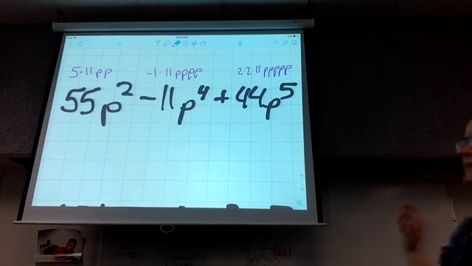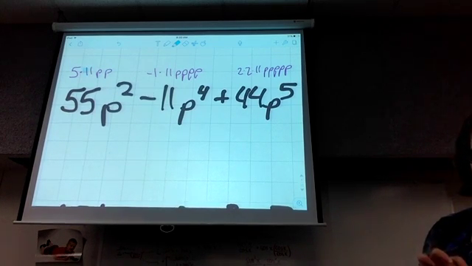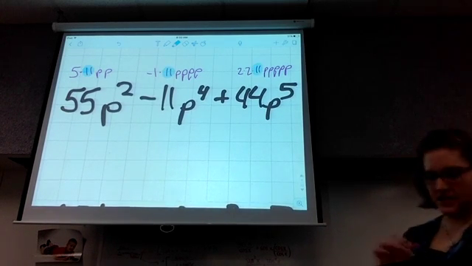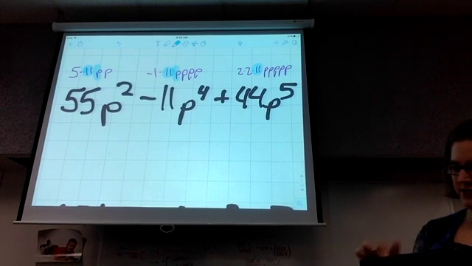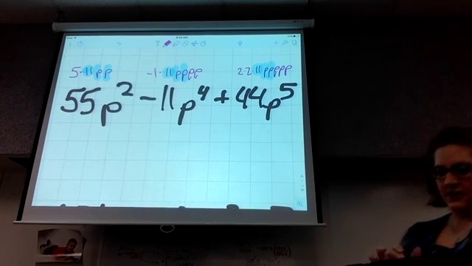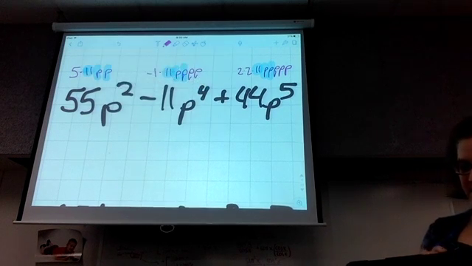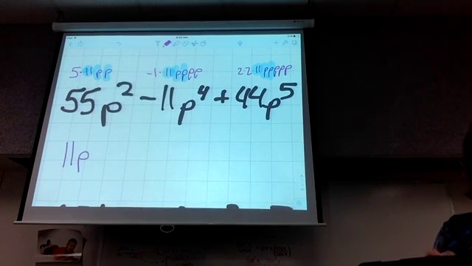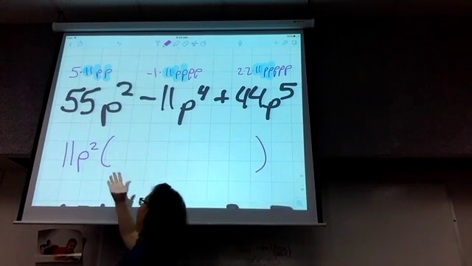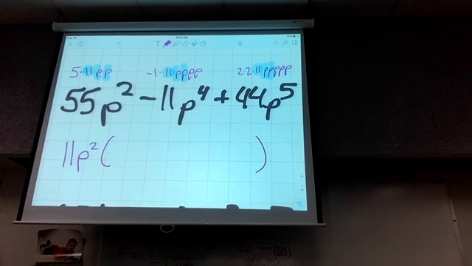It looks like as far as numbers go, they all have an 11. As far as variables go, they all have 1p, and they all have a second variable of p, but that's it. So my GCF here is actually going to be this 11p squared. And then we're going to divide by that. So if we take 55p squared divided by 11p squared, what we're left with is the only factor that's not written down yet. It's not highlighted, which is the 5.